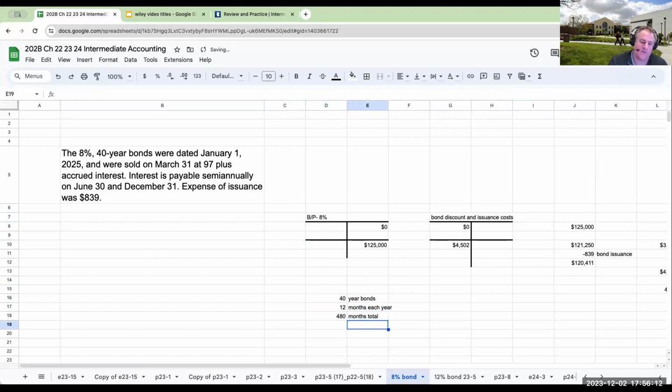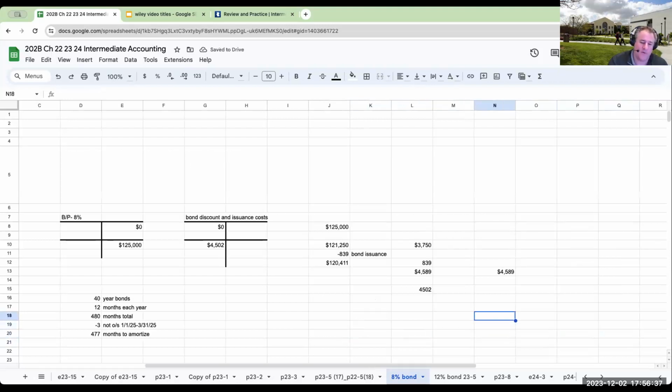However, when it comes to amortizing the bond discount, we're not going to amortize 3 of these months. Why not? Because these bonds were issued. These were not outstanding from 1/1/25 to 3/31/25. So these are going to be my months to amortize. So if I come over here and I say 4589 at 477, my monthly amortization is going to be 9.62.